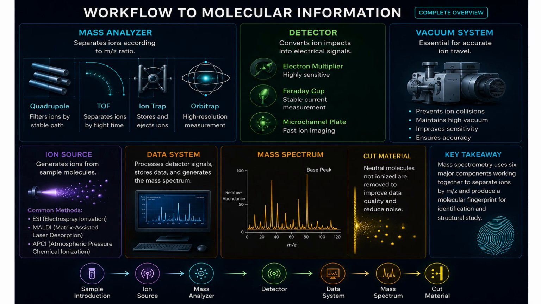After detection, the data system processes the detector signals and creates the mass spectrum. In the mass spectrum, the x-axis shows m/z values, and the y-axis shows relative abundance. The tallest peak is called the base peak. Finally, neutral molecules, or unwanted material that are not ionized, are removed as waste material. This reduces noise and improves data quality.